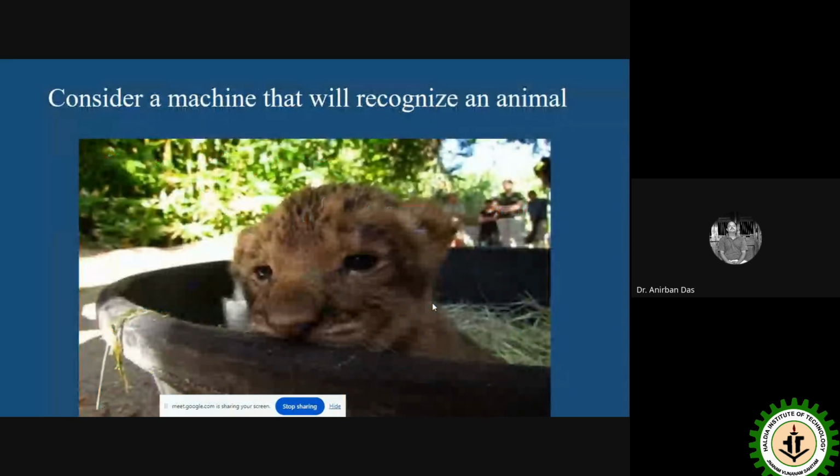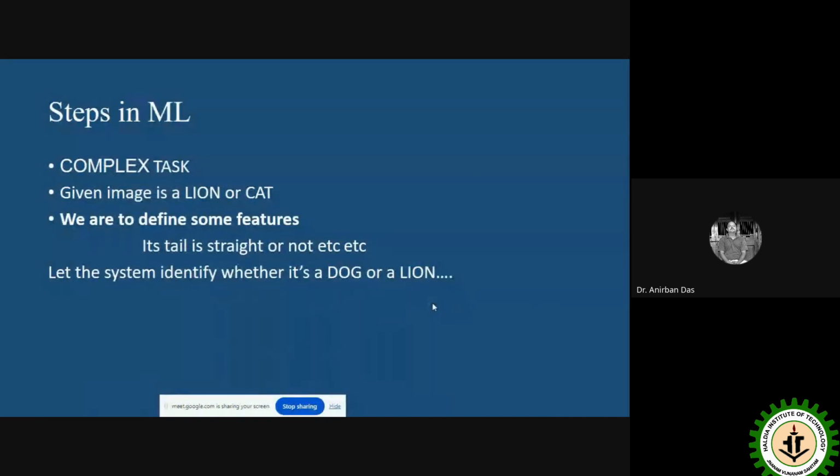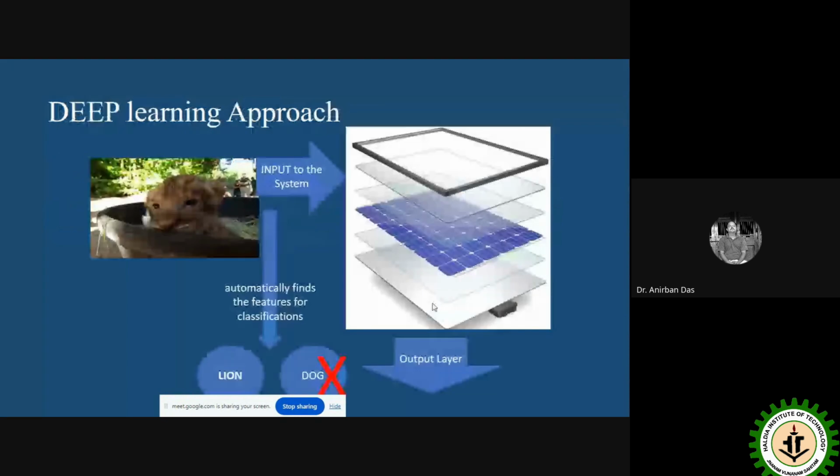It's really very tough to understand whether we can recognize an animal, whether it's a cat or a lion. These are very common things: you have some input layer, and based on the features and the data fed, we can easily identify whether it is a dog or a lion. So in the steps of deep learning, have a look: the features are found automatically for making the classifications.